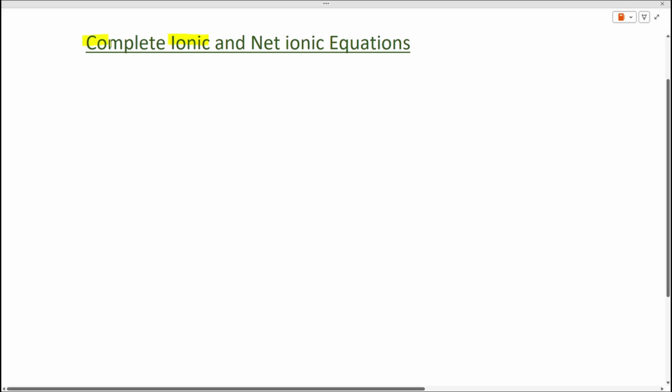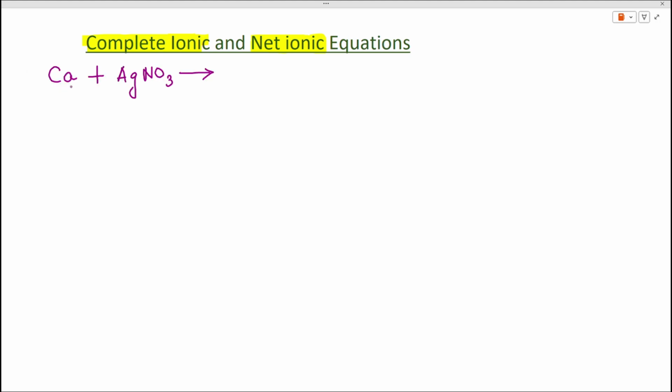Hello, today we'll understand how to write complete ionic and net ionic equations. Let us first start with a single displacement reaction. The reaction taking place is between calcium and silver nitrate. Here calcium is a solid and silver nitrate is aqueous. Because calcium is more reactive than silver, we can check that out from the reactivity series.